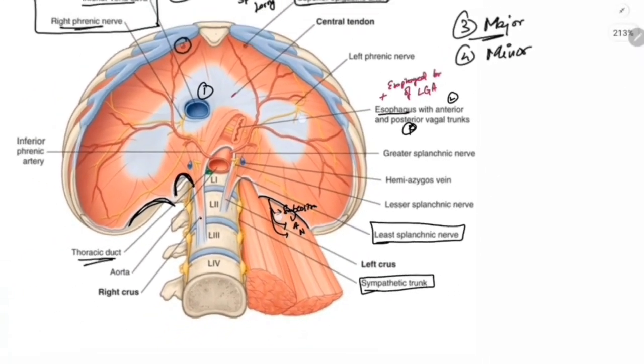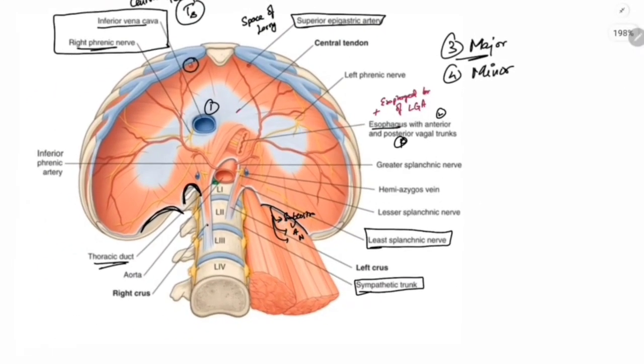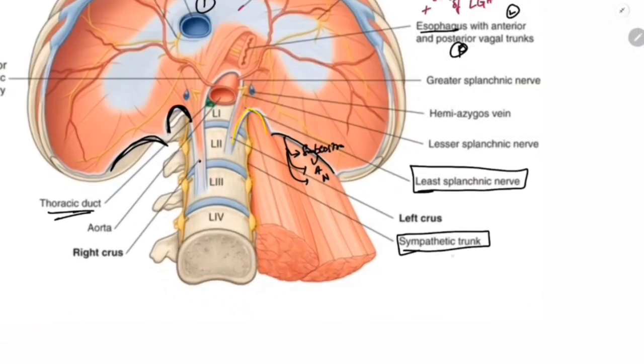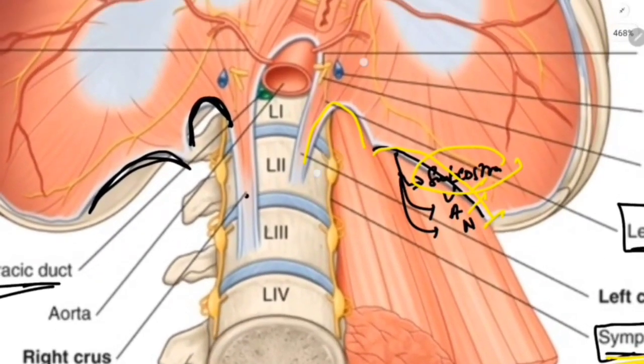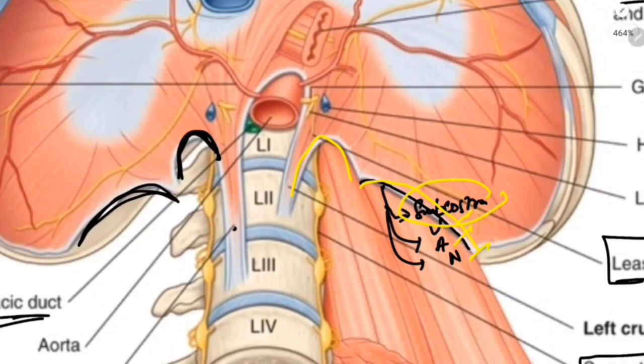So 4 minor என்ன? Anterior we have space of Larrey, அதுக்குள்ள superior epigastric artery போகுது. Behind the medial arcuate ligament we have sympathetic trunk. Behind the lateral arcuate ligament we have subcostal vein, artery and nerve. And piercing the crus we have splanchnic nerves.